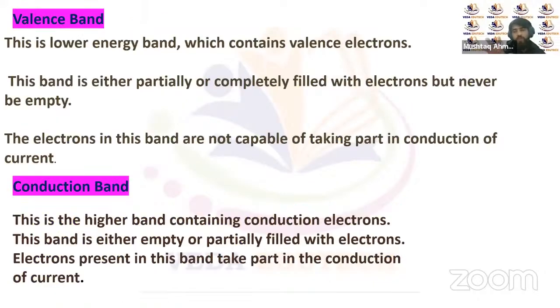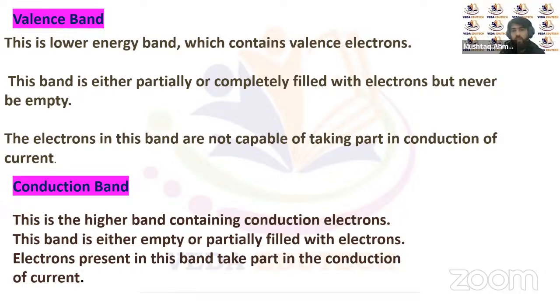Now we have two types of energy bands here. One band we call the valence band. This is the band of lowest energy, or the stable energy band. This is the lower energy band which contains the valence electrons. The bands formed by the valence electrons are of two types: one is the valence band, another is the conduction band. So the valence band is an energy band of least, or lower, energy.